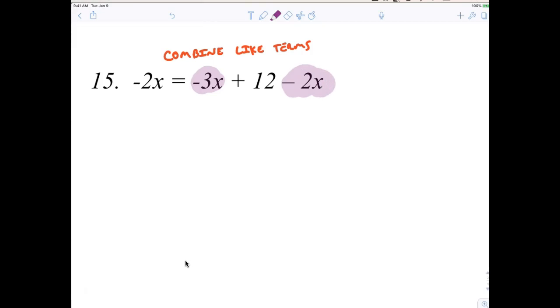That's why I like Notability. You can make yourself notes. You can write on there, so that when you go back and look at your information, you can remind yourself how to do it. So what happens when I do that? What do I get? Negative 5x. Right, so you're going to write negative 2x is equal to negative 5x plus 12.